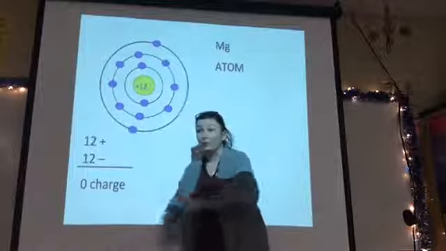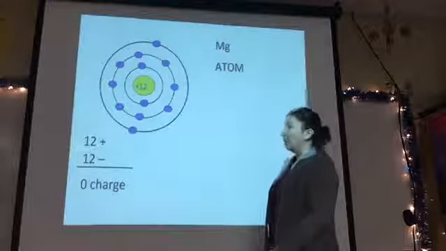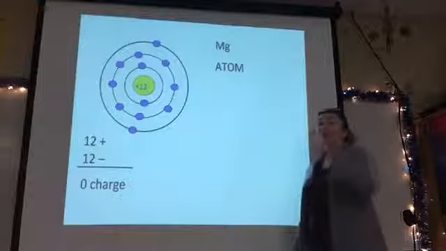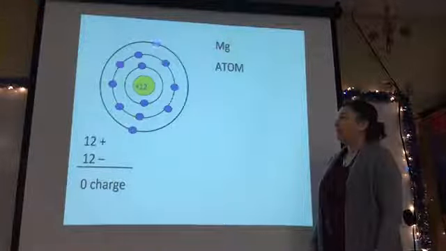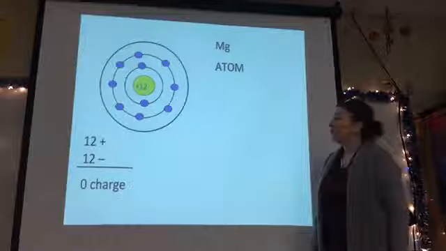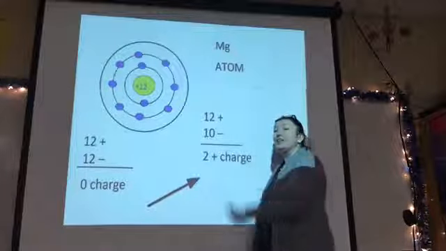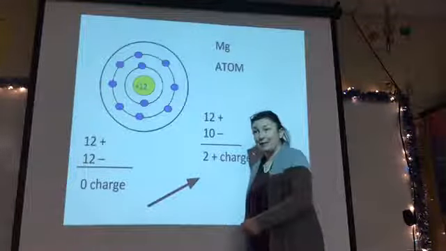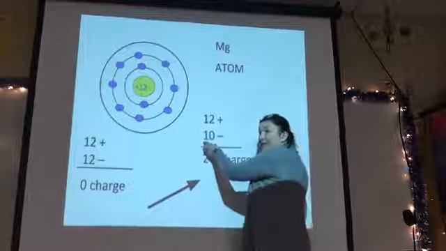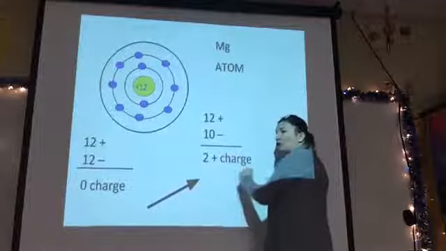It's neutral, right? Does it want to be neutral? No. It wants to be positive. It wants to look like a noble gas. So it loses those 2 electrons. See that? Off they go. Now it has 12 protons still. The number of protons cannot change because that's what makes it magnesium. But the electrons can. So now I've got 10 electrons. It has a +2 charge.